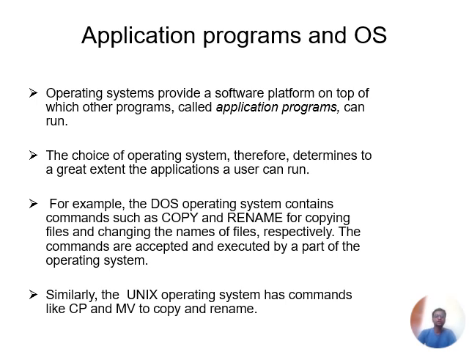For example, the DOS operating system contains commands such as copy and rename for copying files and changing the names of files. Respectively, the commands are accepted and executed by a part of the operating system. Similarly, the Unix operating system has commands like cp and mv to copy and rename.